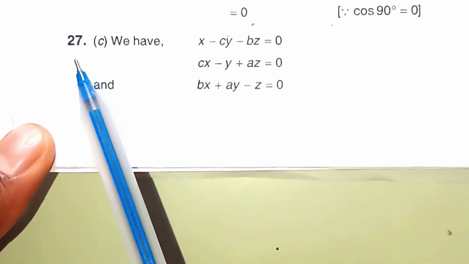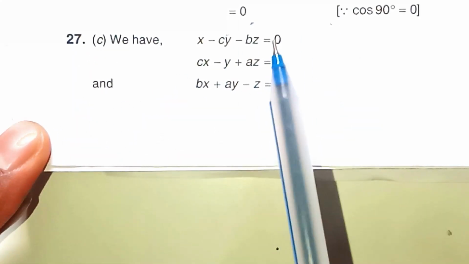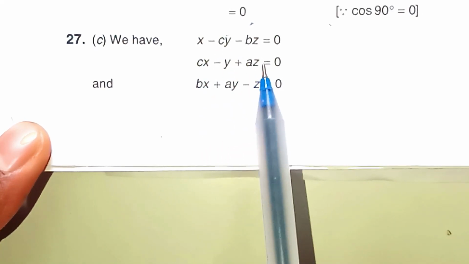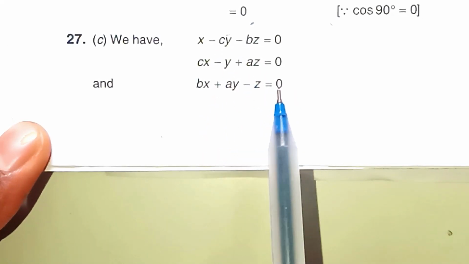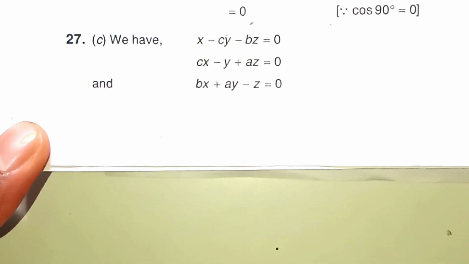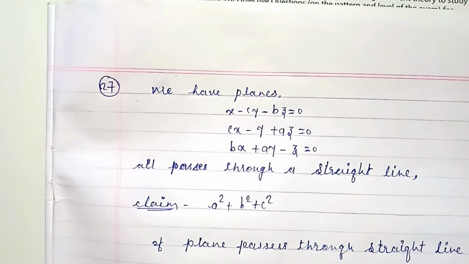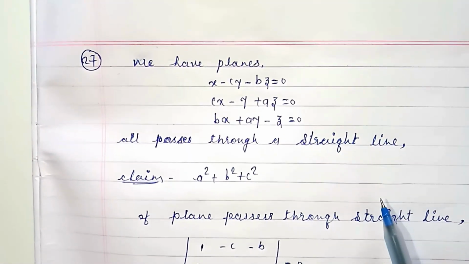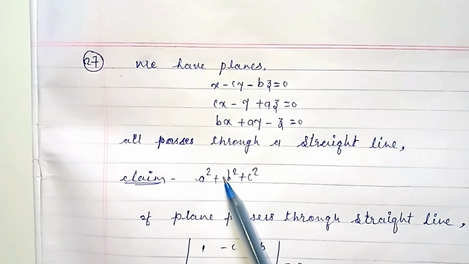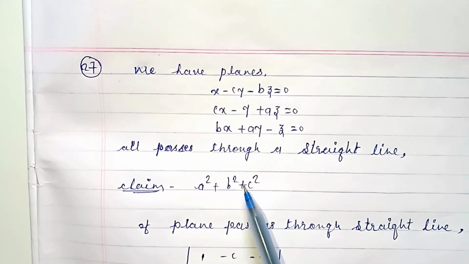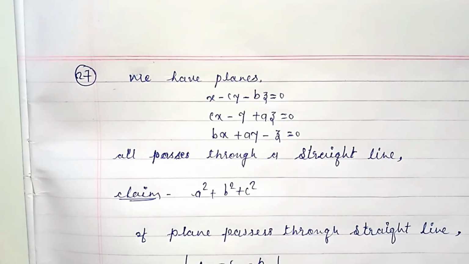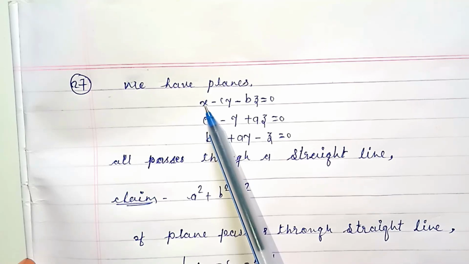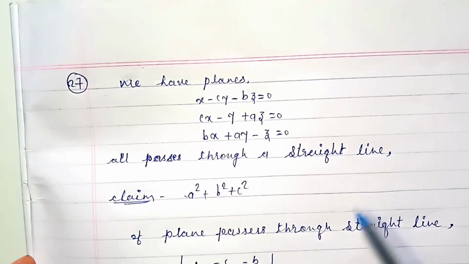Here in the solution of question number 27, we have three planes. The first is x minus cy minus bz, the second is cx minus y plus az equal to 0, and the third plane is bx plus ay minus z equal to 0. All three planes pass through a straight line, and using them we want the value of a square plus b square plus c square. If three planes pass through a straight line, then the determinant of the coefficients of these plane equations goes to 0.